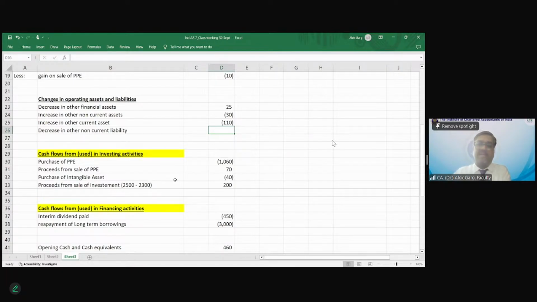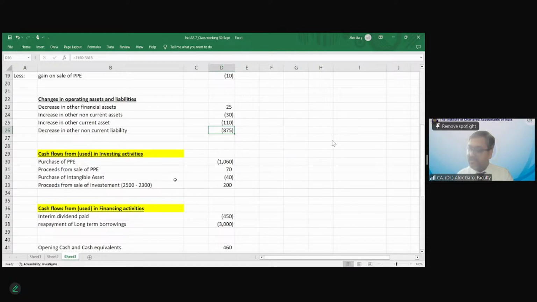Your liability has decreased, what does it mean? It means cash has gone out. Just now we did the decrease in borrowing. Cash payment. Decrease in liability, cash has been paid. And what is the amount? The opening liability was 3,615. The closing liability is 2,740. So I'll write closing first. 2,740 minus 3,615. So this 875 is my decrease in other non-current liability. Is that okay? 875. Yes, sir.